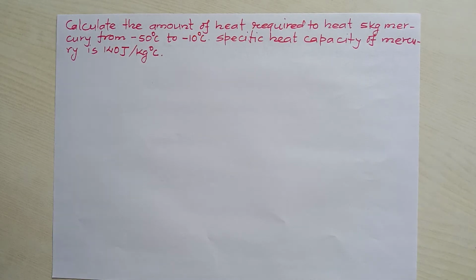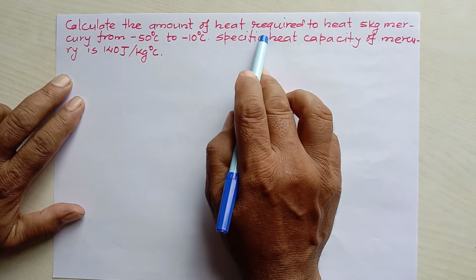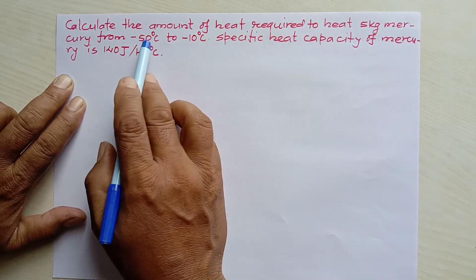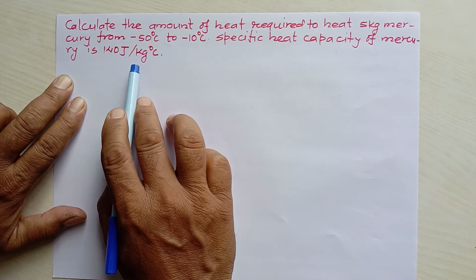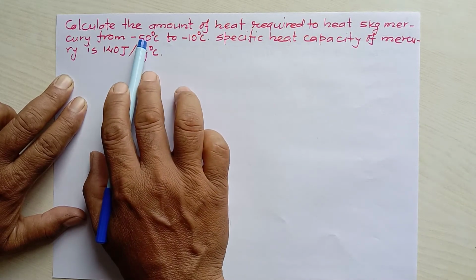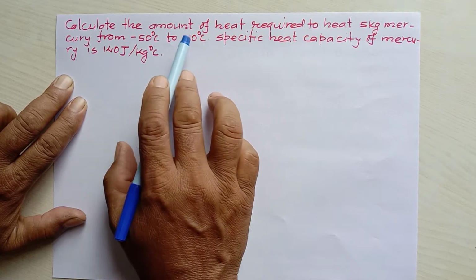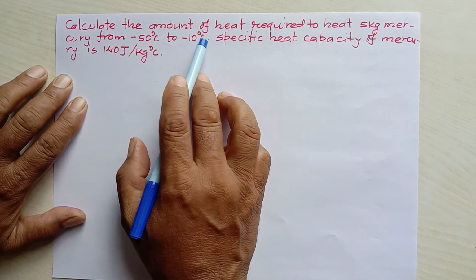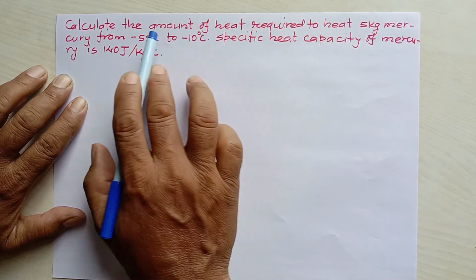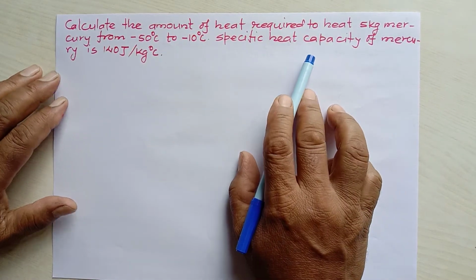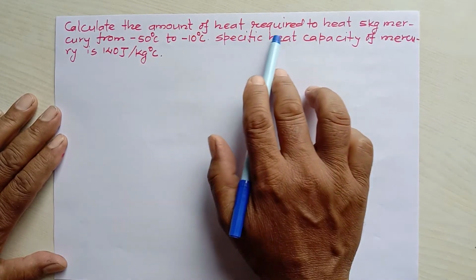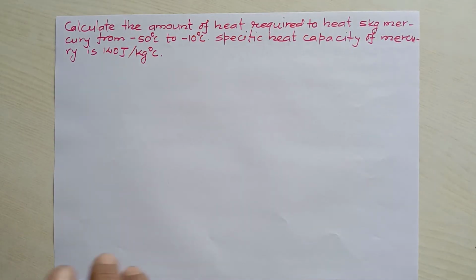Sometimes the question may be like this also. Calculate the amount of heat required to heat 5 kilogram mercury from minus 50 degrees Celsius to minus 10 degrees Celsius. What is the meaning? Minus 50 degrees Celsius is less temperature, but minus 10 degrees Celsius is more. The specific heat capacity of mercury is given. We have to find out the amount of heat. That's why let's write first the given information.